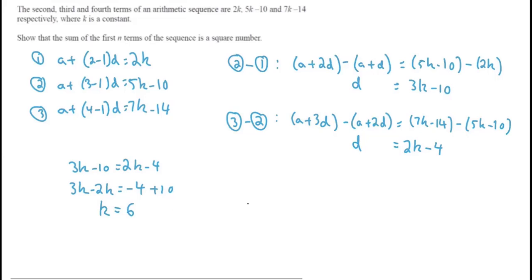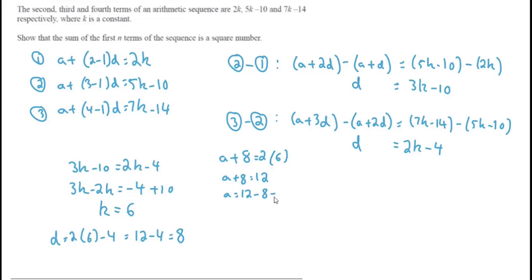With this information, we can now get d, and once we have d, we can get a. So d equals 2 lots of the 6 minus 4. 2 times 6 is 12, so 12 minus 4 gives us a common difference of 8. And plugging this value back into the first equation, you had a plus, remember, the 2 minus 1 is just 1, so 1 lot of d, 1 lot of the 8, equals 2 lots of k, and the k was 6, so it'll be 12. So a plus 8 equals 12. So a is 12 minus 8, which gives us a first term of 4.